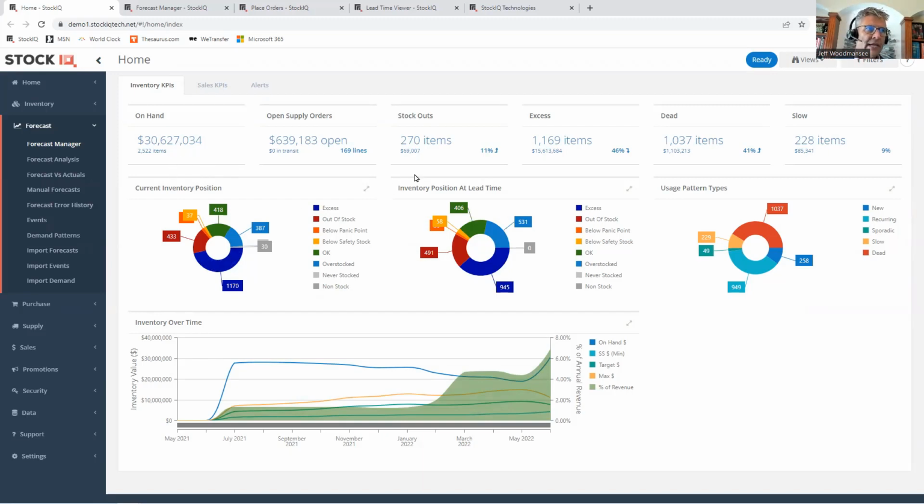You can also see how many items we've stocked out, how much excess, how much dead stock, and how many items are considered slow. And these are configurable definitions. In the middle, you can see what the portfolio is made up of in terms of current inventory position and usage pattern. And then at the bottom, we'll show you over time what the on-hand balance has been relative to what the target inventory is, as well as what it is relative to the min and the max that we'd like to see you with in terms of overall inventory.